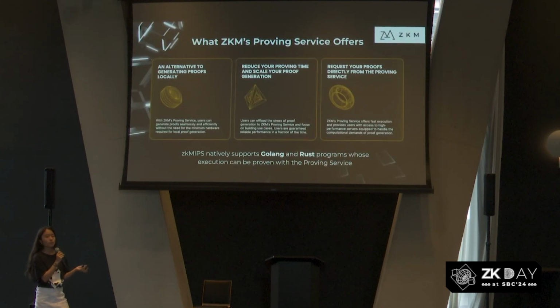And for zkMIPS specifically, right now we support Golang and Rust programs that you can prove the execution of. You can directly request your proofs to be generated through the service, and in doing so, scaling your proof generation, reducing your overall proving time, and just overall not having to worry about the proof generation aspect, and instead being able to focus on building your own applications.